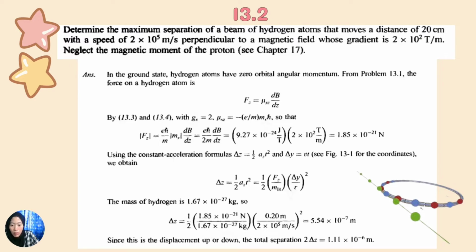So we got 5.54 times 10 to the power negative 7 meter. Since this is the displacement up or down, the total separation we have to multiply by 2. So 2 times delta z equals 1.11 times 10 to the power negative 6 meter.